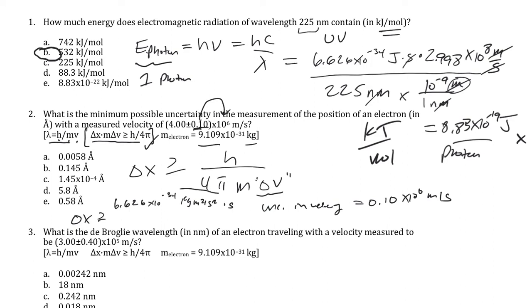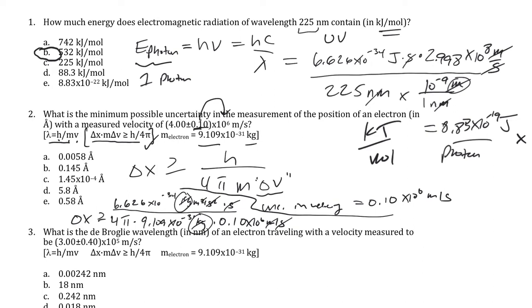Joule times seconds is the units of h. Then we're going to divide this by 4 pi times the mass of the particle, and then times the uncertainty in the velocity. Now what's canceling? The seconds are canceling. One of the meters cancels and the kilogram cancels. And the mass has to be in kilograms due to the units of joules and its fundamental relationship to kilograms.